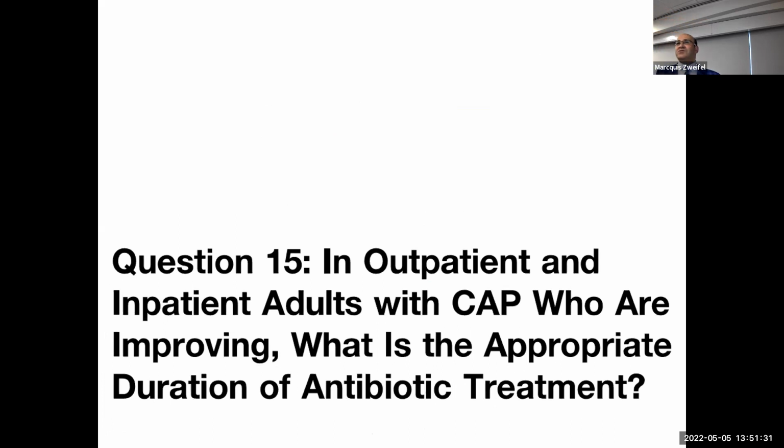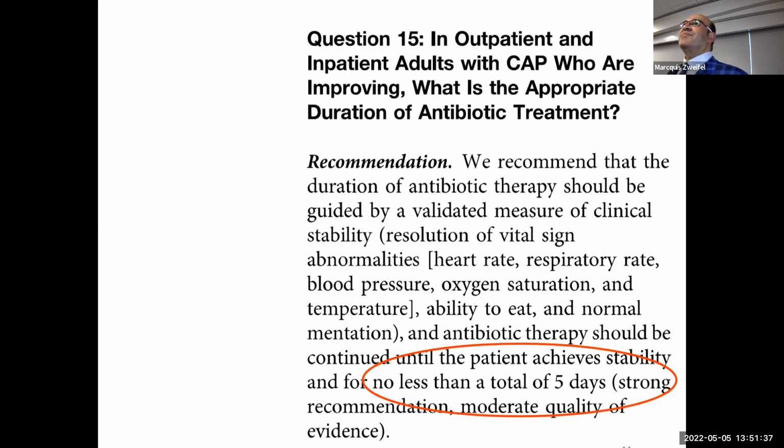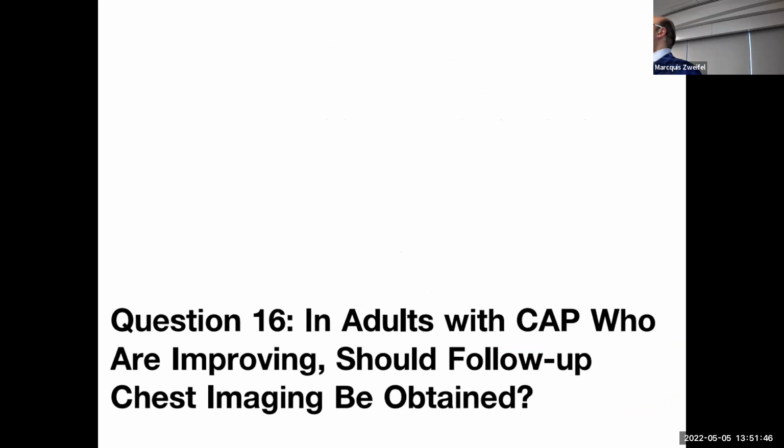Outpatient and inpatient adults with community-acquired pneumonia who are improving quickly. What's the shortest duration for antibiotic? Minimum 5 days. Don't stop antibiotics before 5 days. Make sense? Last question. Would you follow imaging? No or no? No? Good answer.